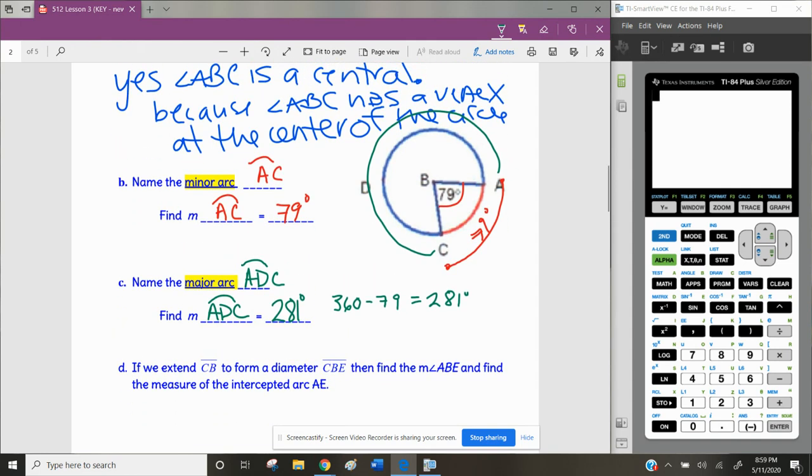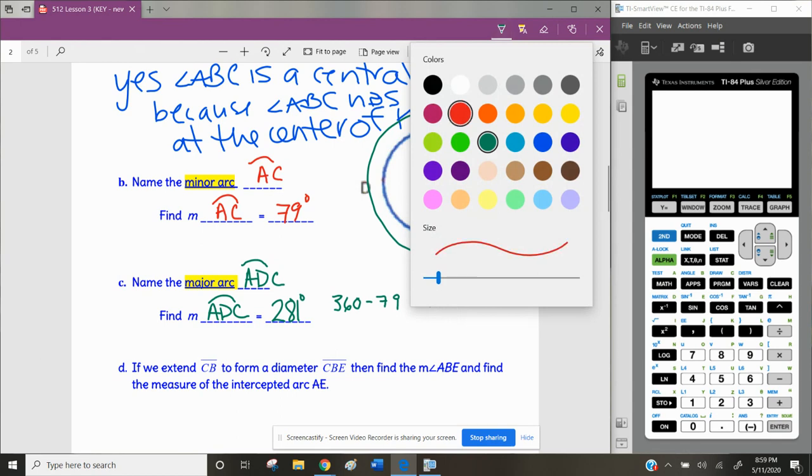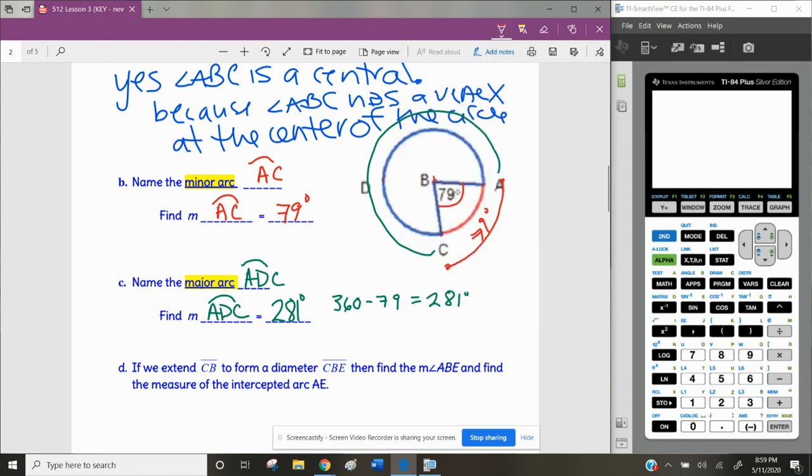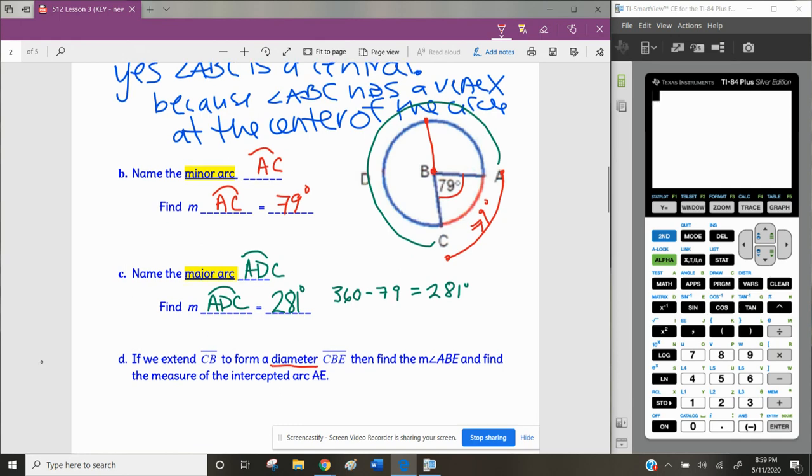If we extend CB to form a diameter CBE, so now we're forming a straight line. That's what we're telling you by saying that this is a diameter. So if we extend that, can we find this angle here? Let's just call it X. And in turn, can we find the measure of the intercepted arc AE?